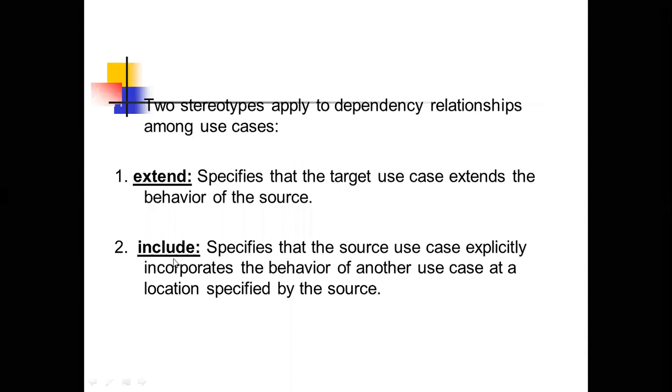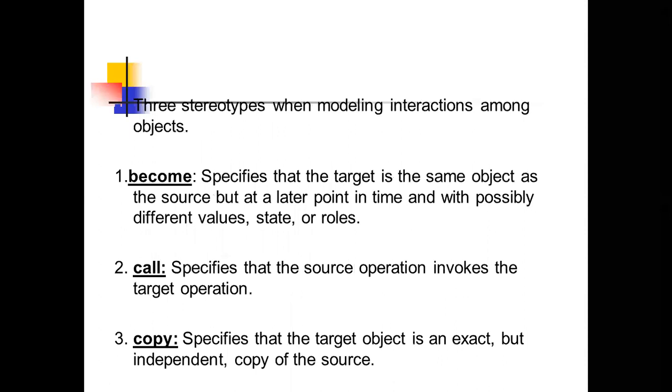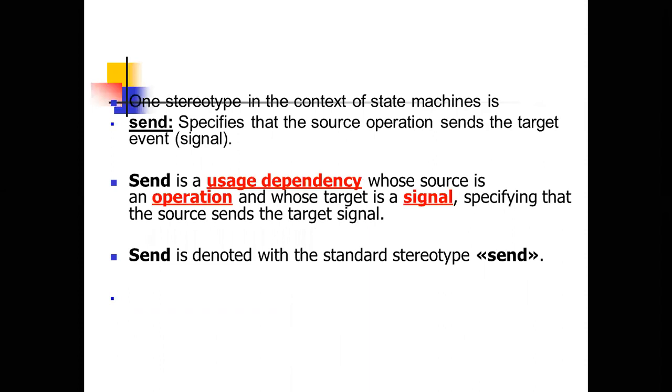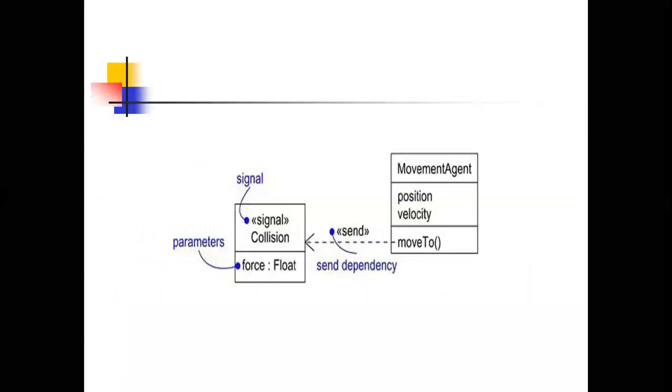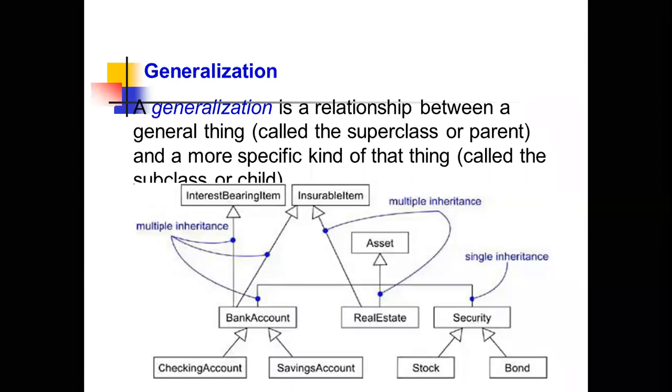What is extend and what is include? I already told you in the first chapter. Whenever we are modeling interaction among objects, we use stereotypes like become, call, copy, send. So there are multiple stereotypes under dependencies. Then the second kind of relationship is generalization.